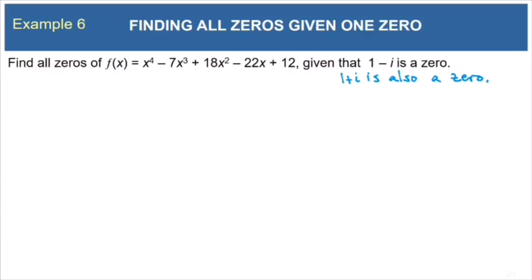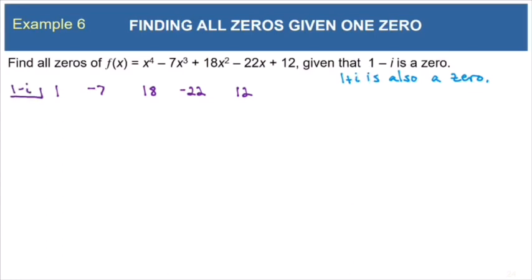Well, if we do the synthetic division with 1 minus i in the box, and then we take that quotient and do another synthetic division with 1 plus i in the box, then the quotient we get from that second synthetic division will contain the 2 zeros that we don't yet have. So let's go ahead and do that. So I'm going to go ahead and copy down the coefficients from our polynomial, and I'm going to put 1 minus i in the box.